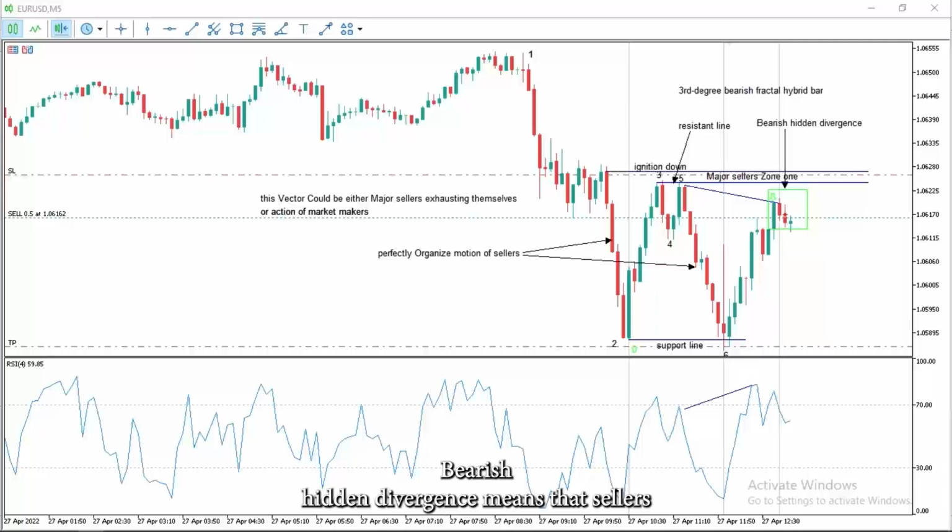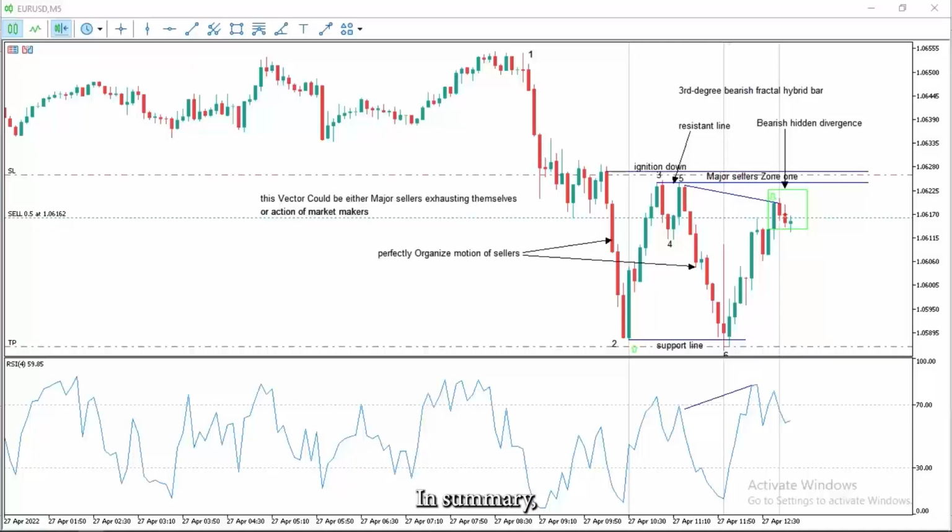Bearish hidden divergence means that sellers have enough energy to maintain the downtrend or bearish trend. Secondly, the price generated a solid bearish fractal candle, with the following candle interpretation. 1. The candle has a solid medium-sized bearish body and small tails on both ends. Note that now this is a third-degree bearish fractal hybrid bar.